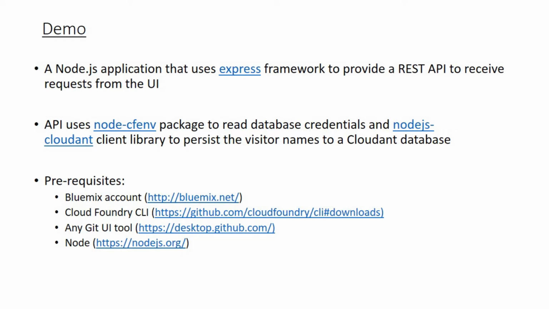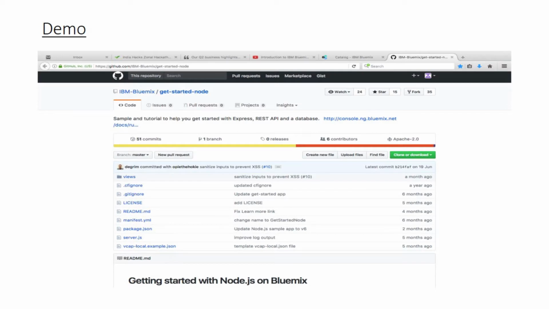And then any Git UI tool. I'm more comfortable with the GitHub Desktop, which is a very user-friendly and simple app. And then you install the Node binary from the Node.js website. When you install Node, even the package manager, Node package manager, npm also gets installed. You can install the latest version or the most recent stable version. So let's go to the demo.